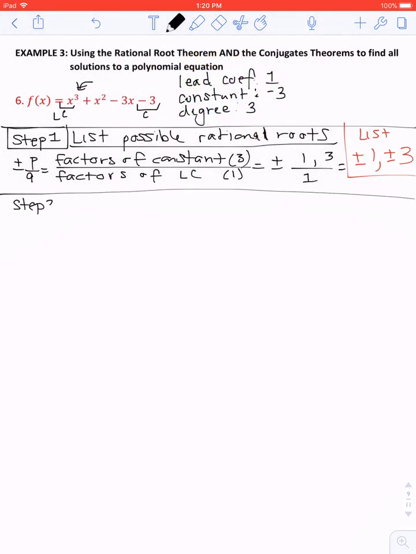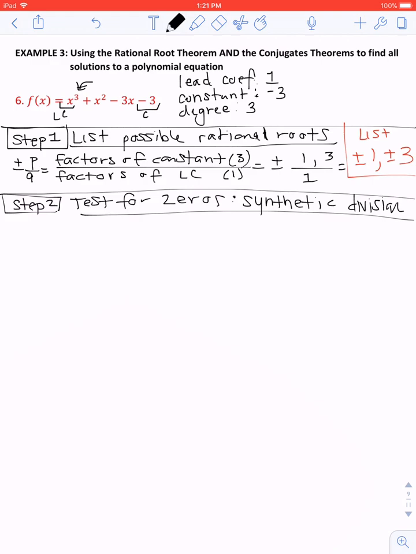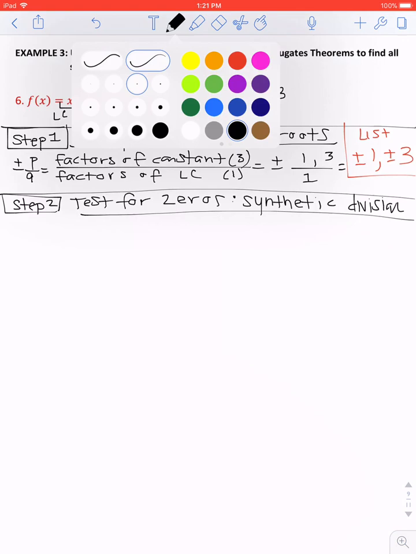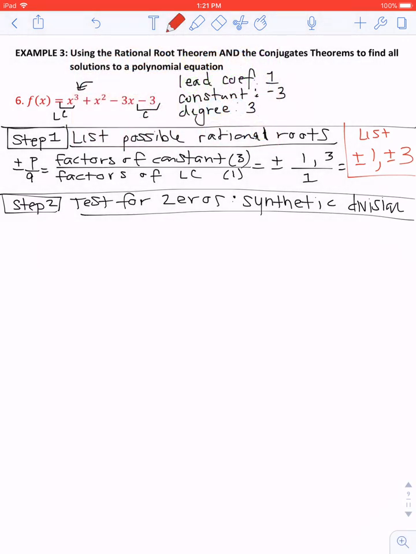So step 2, test for zeros. We test for zeros using synthetic division. Right, testing for zeros using synthetic division. So we're going to use synthetic division, and if your remainder is 0, you have found a 0. Therefore, you can create a factor. You found one of the solutions to that equation. So we are going to start with positive 1 and -1.